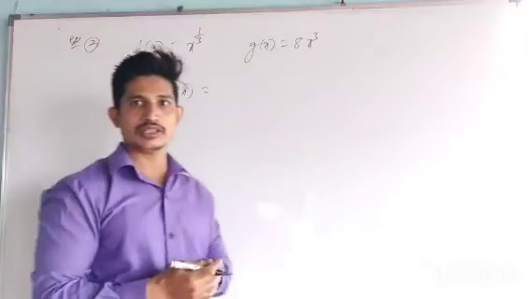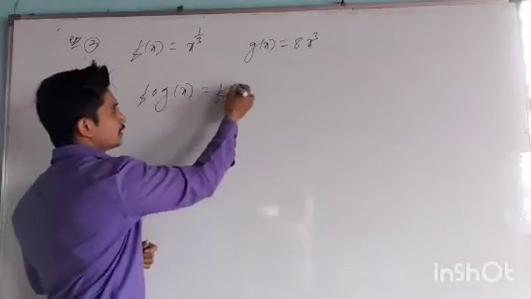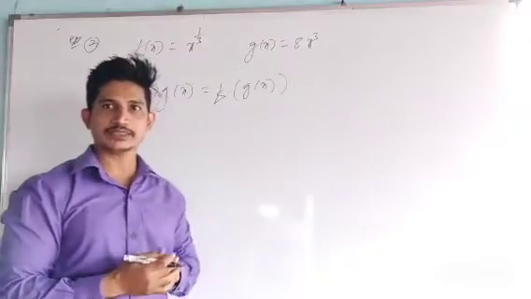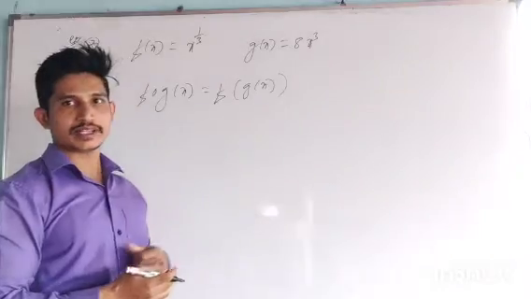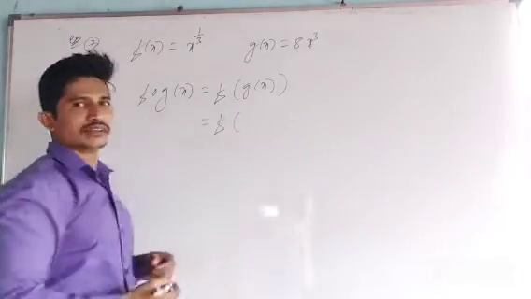F composition G of x. Now f is as is, and g of x is in a bracket. F is as is, and g of x is in a bracket. Now f of g of x.